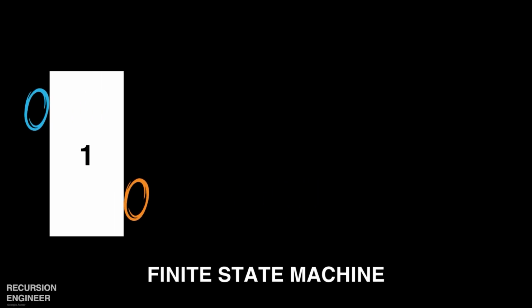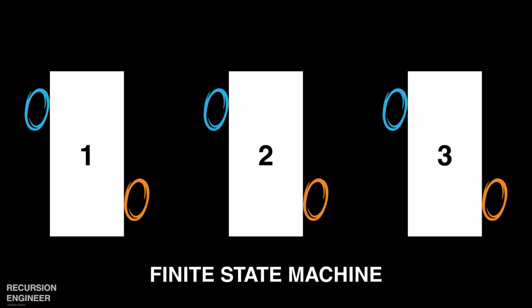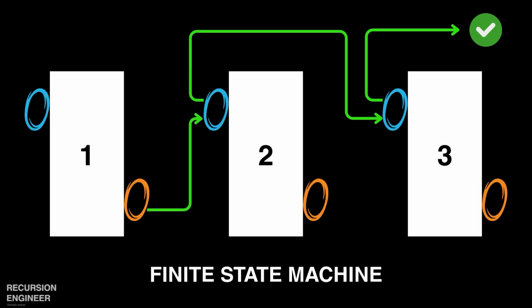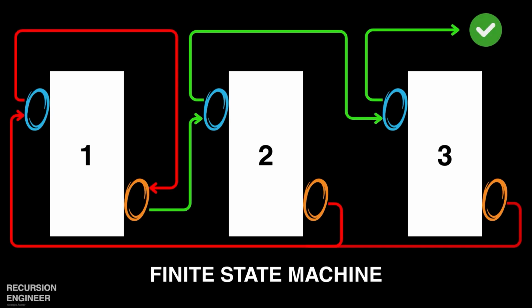This is actually a finite state machine, with multiple states represented by these identical rooms. The game is waiting for you to perform a correct sequence of actions to reach the end. Take the right door and you move forward in the state machine. Take the wrong door and you get sent all the way back to the starting state, room 1.